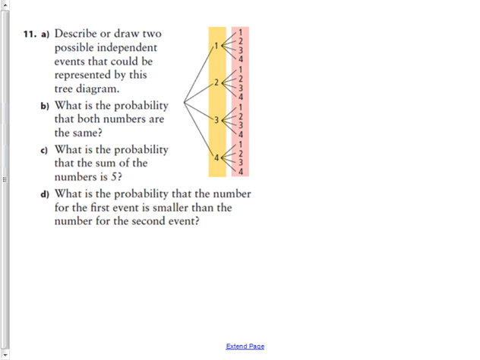Question 11 says describe or draw 2 possible independent events that could be used by this tree diagram. Okay, so here we have 4 boys. We have Joe. We have Pete. We have Kolji. He's from Russia. And we have Damie. Joe, Pete, Kolgi, and Damie. Those are the 4 boys.